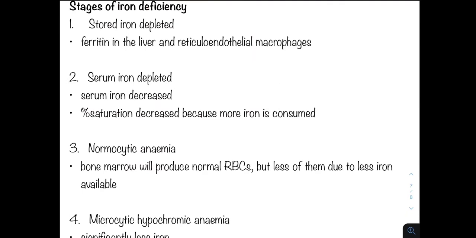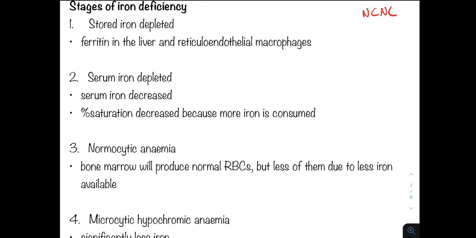Now, in some resources, you might find that iron deficiency anemia can also be classified as normocytic normochromic. So that's NC, normocytic normochromic. And things might get a little confusing. To understand this, you need to understand the stages of iron deficiency, and this is very easy to understand.